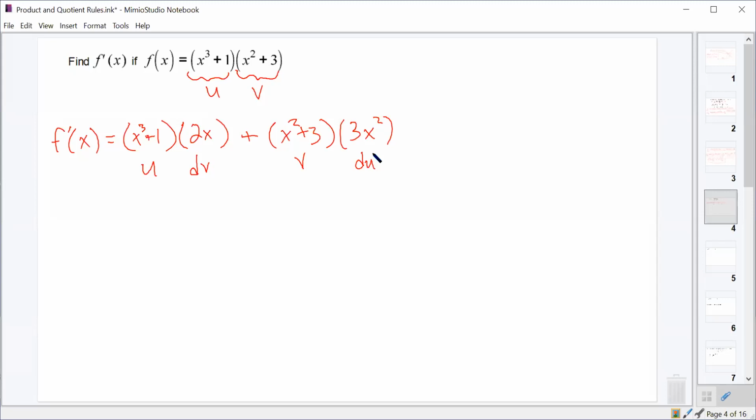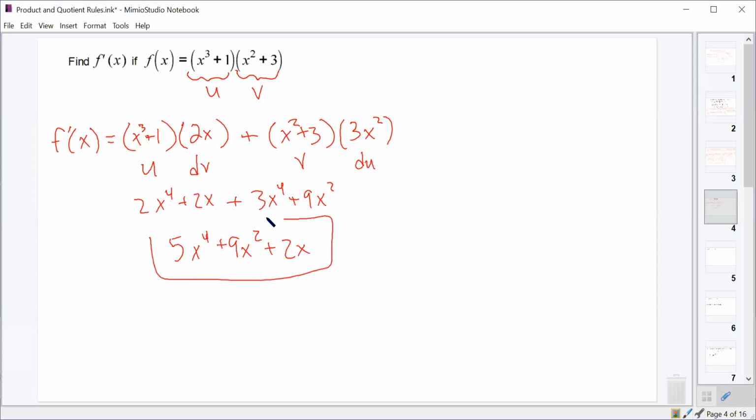And if I wanted to simplify this out, I could. This would be 2x to the 4th plus 2x plus 3x to the 4th plus 9x squared, which would give us 5x to the fourth plus 9x squared plus 2x. Good or no? Good. All right, now real quickly here, let's show that this is correct.